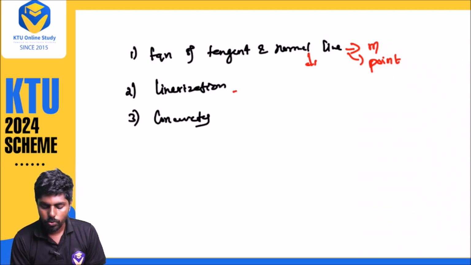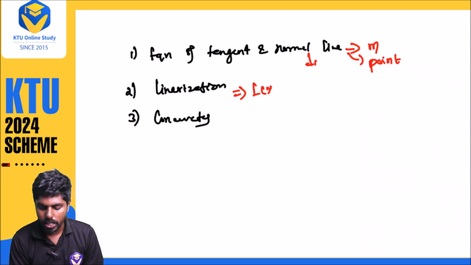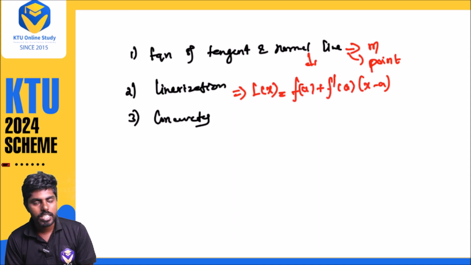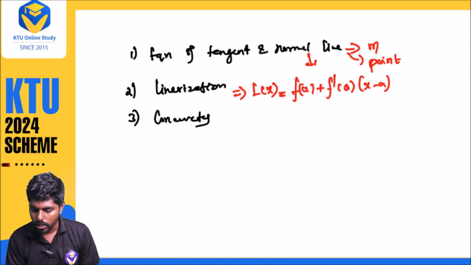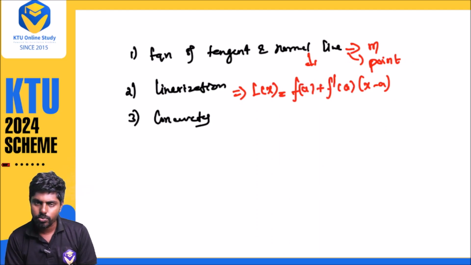In linearization, what is the formula? L(x) is equal to f(a) plus f dash of a into (x minus a). Just replace and substitute the derivative formula. Here the only effort is to find f dash, that is the derivative.